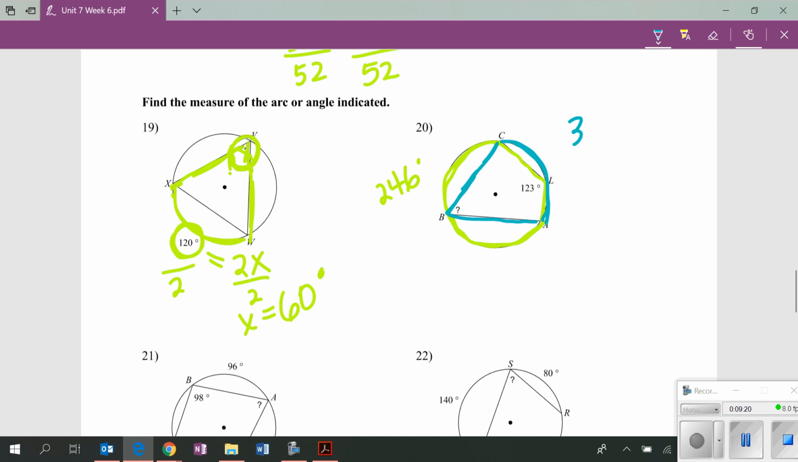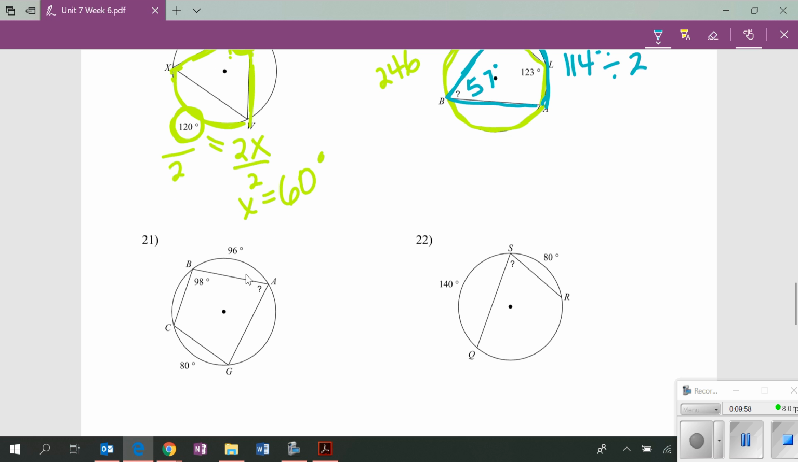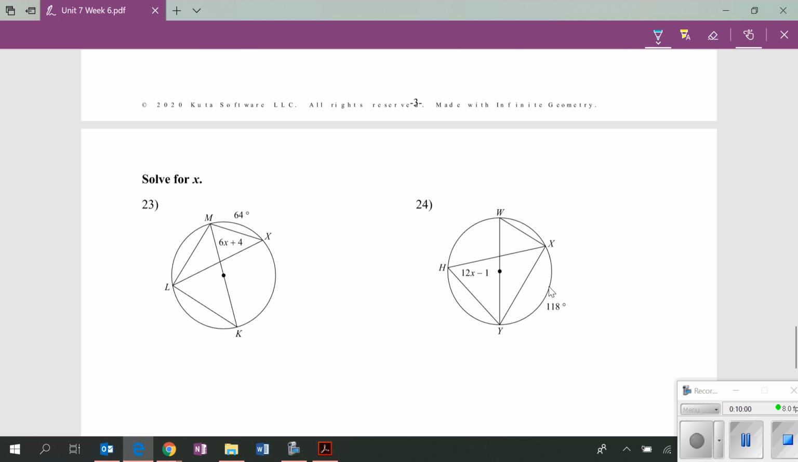So I'm going to take my 360 and subtract 246 and figure out that this arc equals 114. Okay, we're almost done. That's the arc, but I need to know the angle, which is half of that. So when I divide by 2, I get that the angle is 57 degrees. Okay. The rest of these are very similar. Just go ahead and do your algebra.